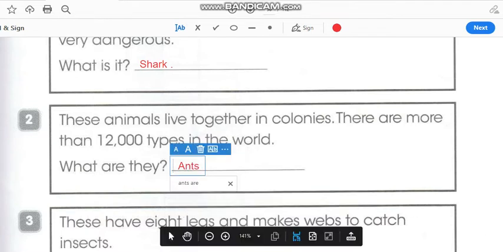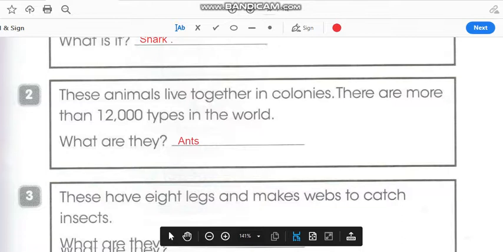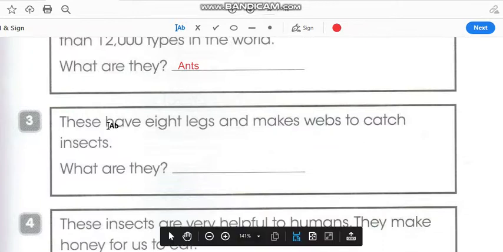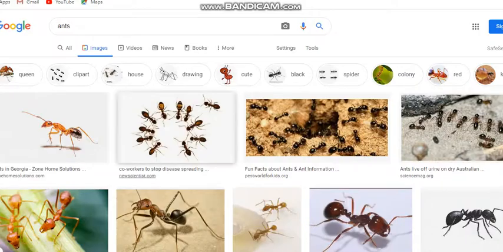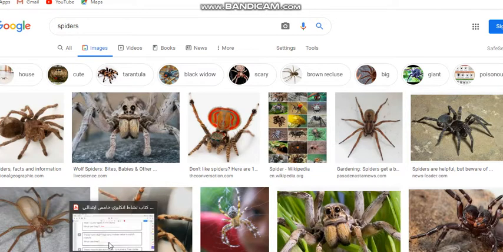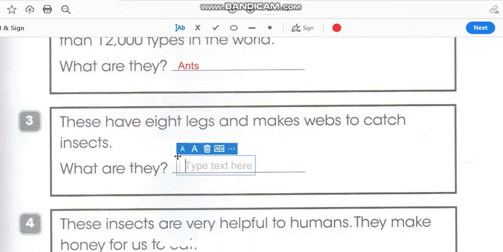Number 3: they have 8 legs and can make webs to catch insects. What animals are they? Yes, that's right, that will be spiders. Spiders have 8 legs: 1, 2, 3, 4, 5, 6, 7, 8 legs. Don't forget that all these questions are very important and come in the written and oral exam, so write them down.